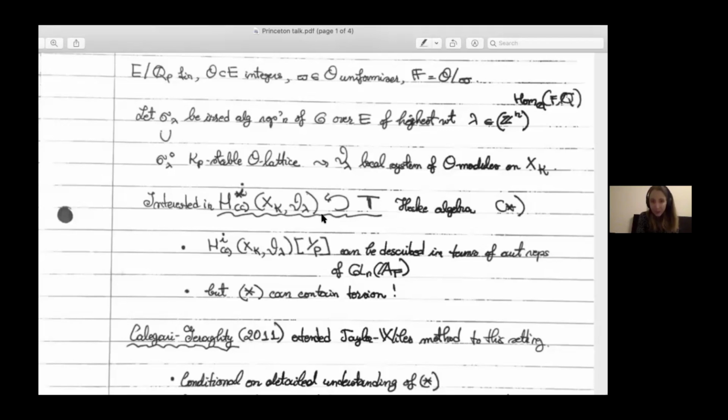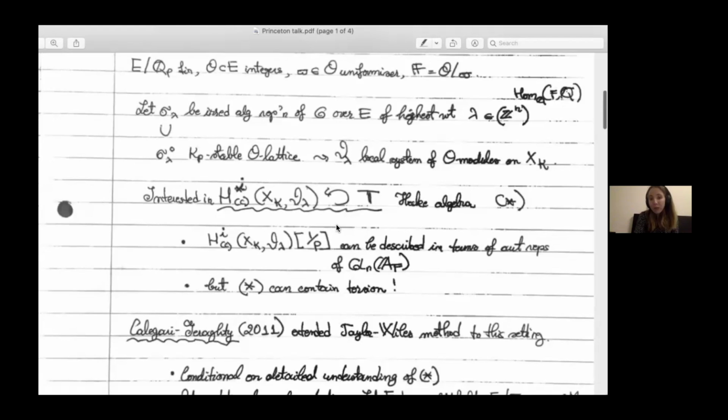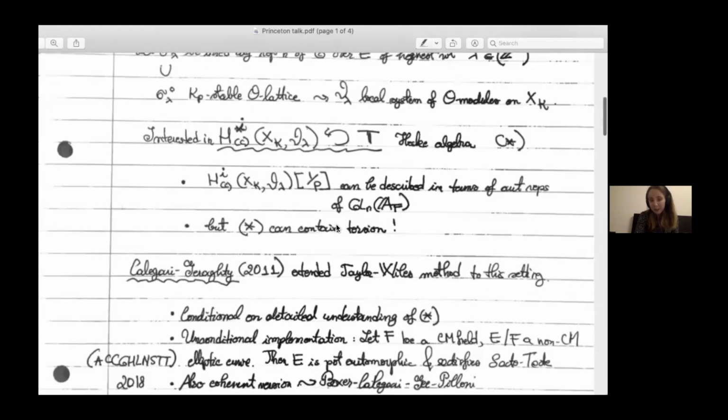I'm going to say more about this in a second, but that's why we care about understanding these, because we can hope to implement the Taylor-Wiles method in this more general setting using the program outlined by Caligari and Garrity, and therefore we can hope to extend the Langlands correspondence in this more general setting. And there are already some unconditional results.